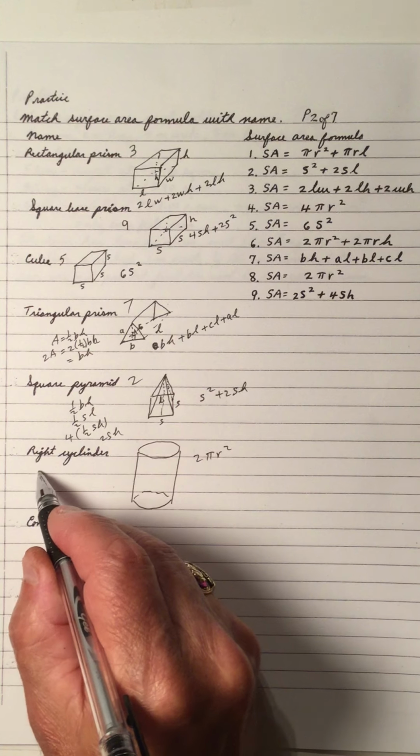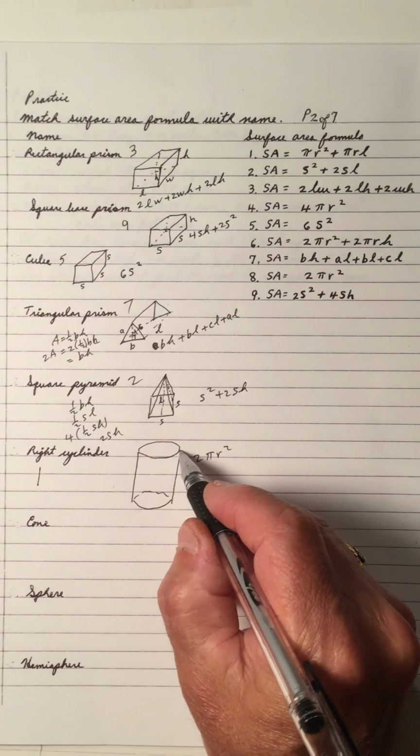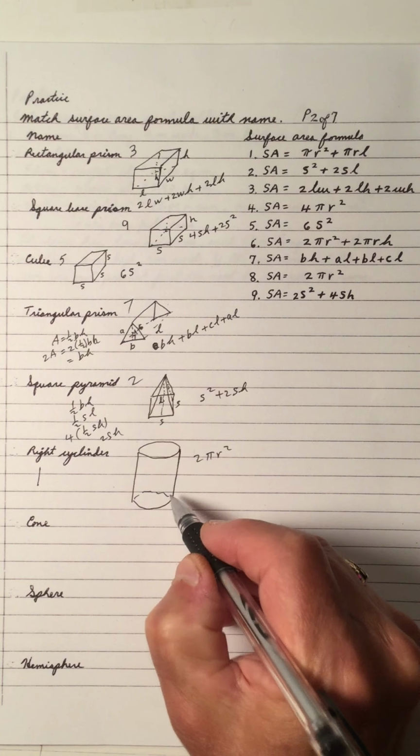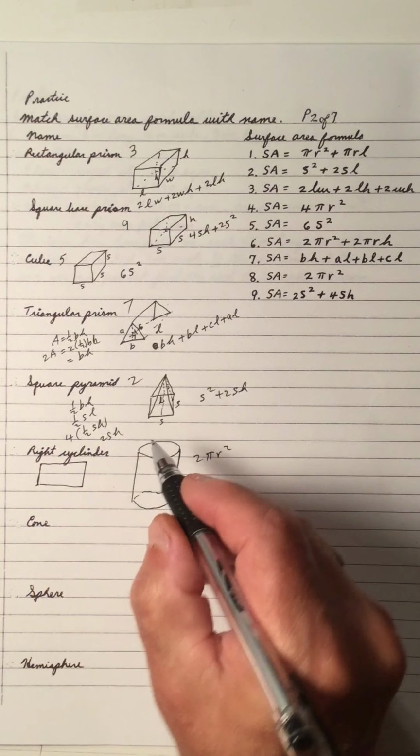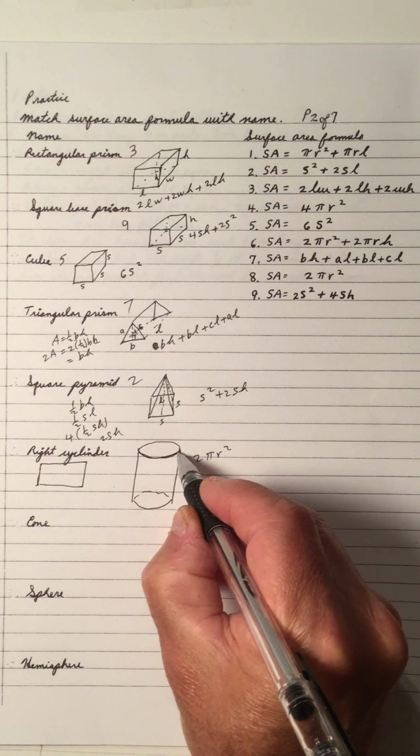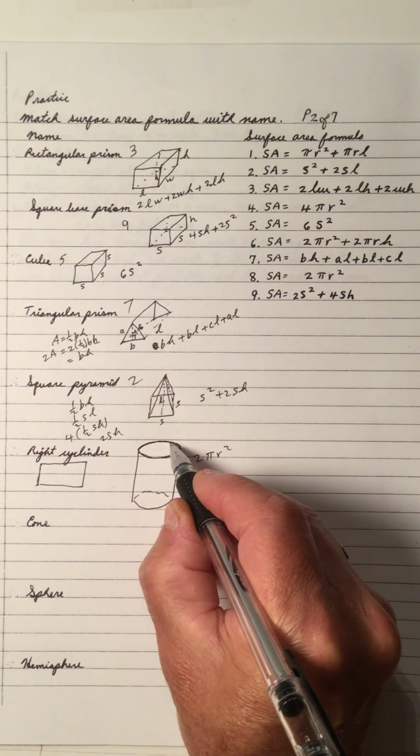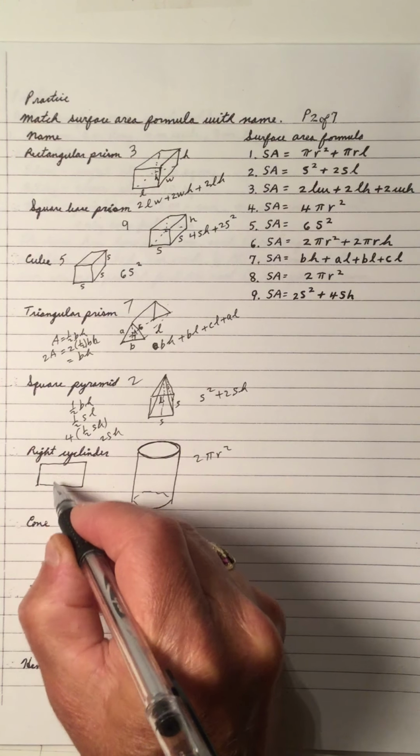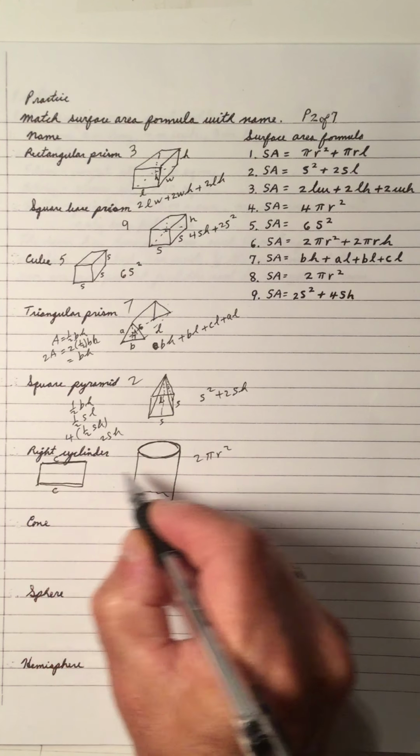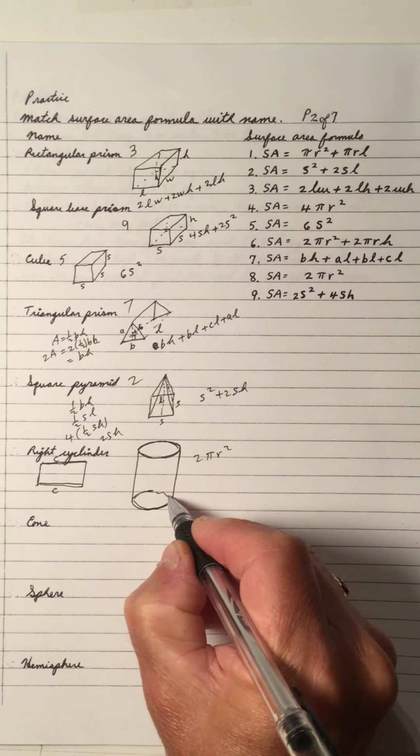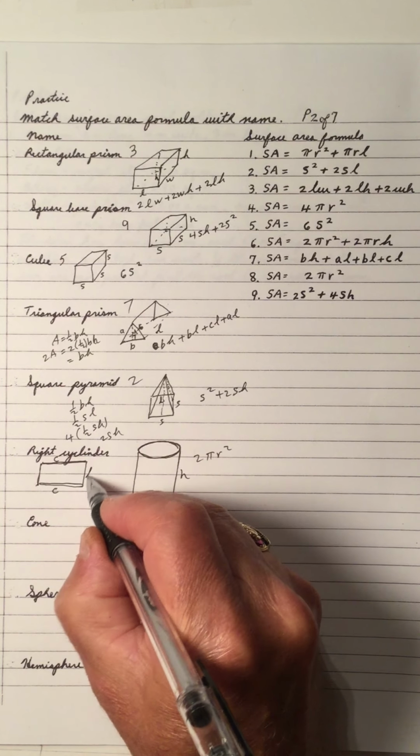And the lateral area, well, if we took the cylinder and cut it straight down like that, it would unfold to look like a rectangle. But this distance around here, that's the circumference. So that's that distance right there. The top and the bottom is the same.